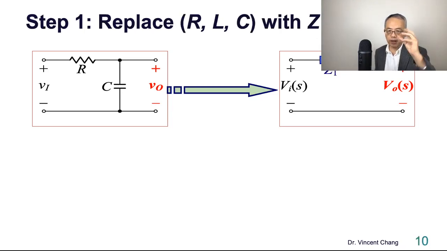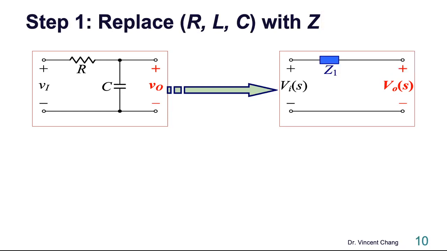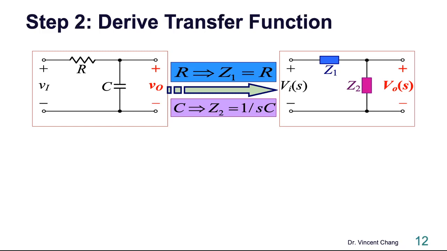So how to analyze this? First step, replace RLC with a general impedance Z. So R becomes Z1 and C becomes Z2. So what is Z1? I just told you that for the resistor you just copy, so Z1 is actually R itself. The value doesn't change. But for the capacitor, Z2 is going to be 1 over SC. And then you try to derive the transfer function.